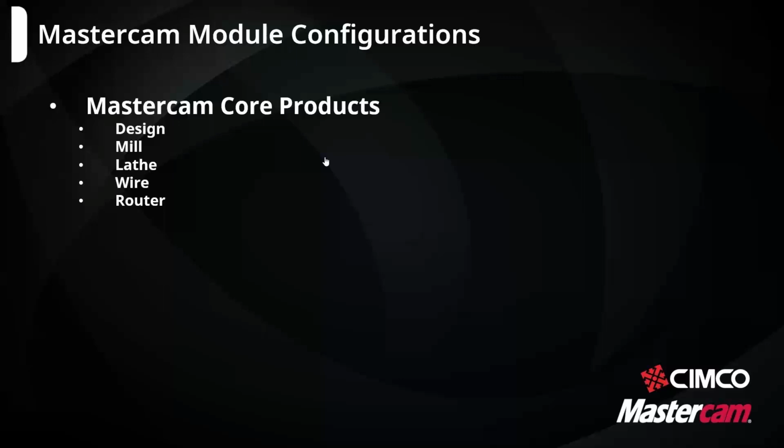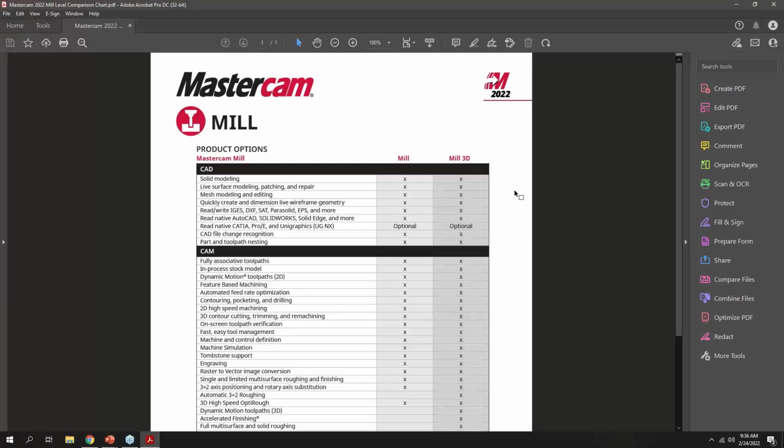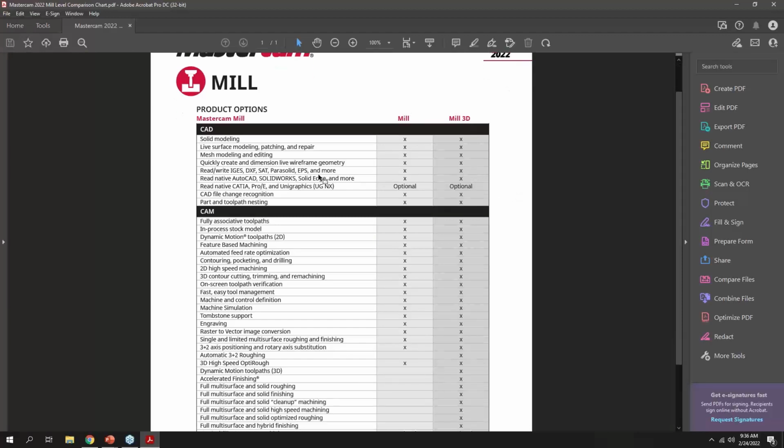So you've got design, mill, lathe, wire, and router. And then depending on the product, there's different levels of those. So the mill has the mill 2D, mill 3D, and then the multi-axis, which is technically an add-on. Lathe is really more dependent on what products you are pairing with the lathe seat in order to get the functionality. And I have a couple of quick PDFs, and I'm happy to send these as well if people aren't familiar with exactly the functionality between the levels. But this is just a quick overview matrix of all the different features that are included.